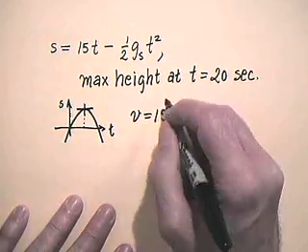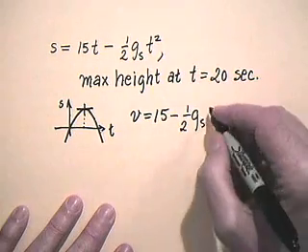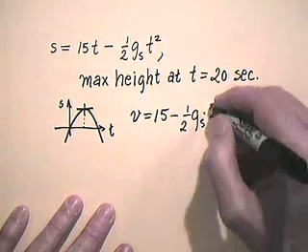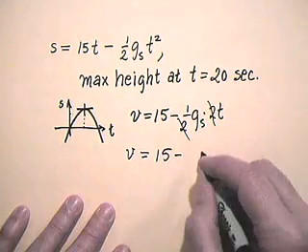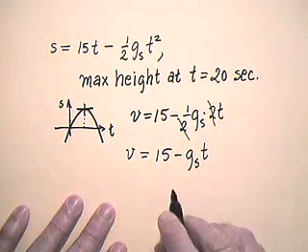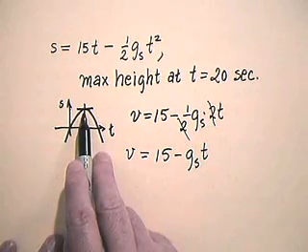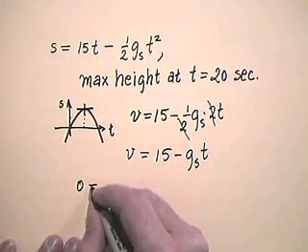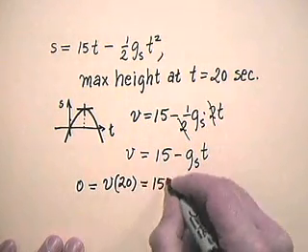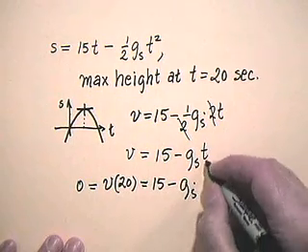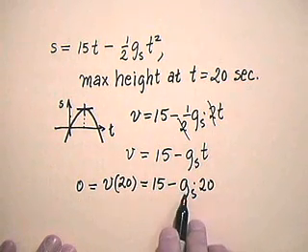V is 15, the derivative of 15t is 15, minus 1/2 g sub s times the derivative of t squared, which is 2t. Notice the 2's cancel, leaving just g sub s t. So v is 15 minus g sub s t. Well, what we know is that at the instant where we reach maximum height, the velocity is 0. So we put 0 equals v at the time for maximum height, that's 20, equals 15 minus g sub s times that time, which is 20. So there's our equation. 15 minus 20 g sub s equals 0.